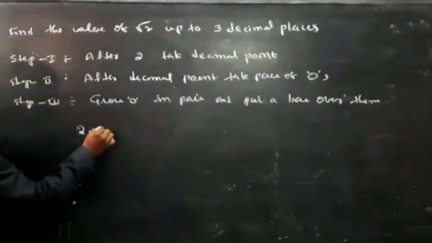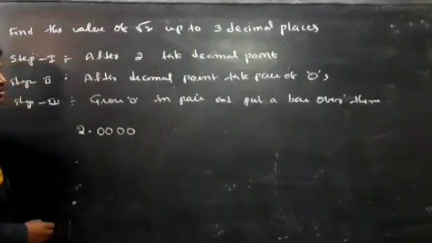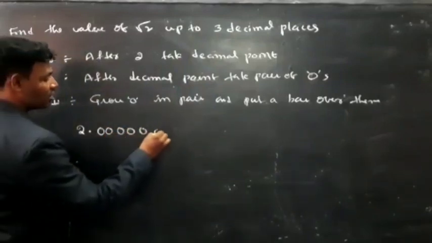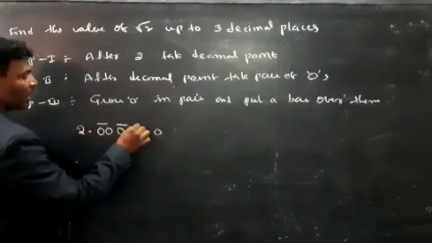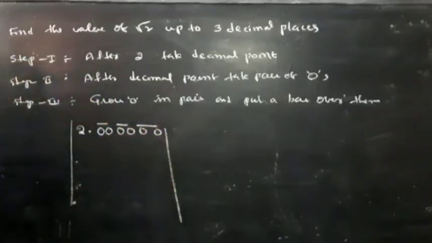So I am taking 1 pair of zeros for 1 decimal, a second pair of zeros for 2 decimal places, and next for 3 decimals, take a bar over there. Now I am going to use the division method to find the square root, to find the value of root 2.